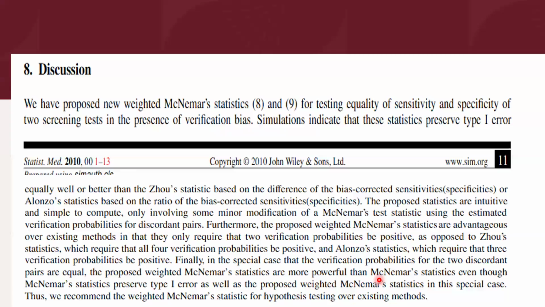So at the end of the discussion, they say that the McNemar statistics preserve type 1 error as well as the proposed weighted McNemar statistics in this special case. Thus, we recommend the weighted McNemar statistic for hypothesis testing over existing ones.